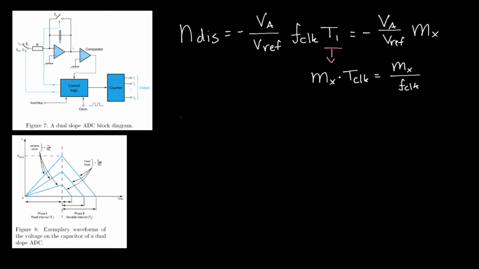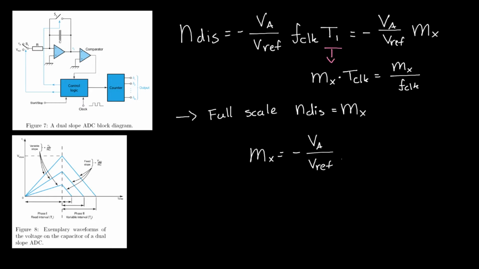And then we should note that to reach the full-scale output, the number of discharge clock cycles should be equal to the maximum number that we can count with this ADC. And that'll give us that mx is equal to negative VA over Vref times mx. We can divide both sides by mx, and that means that the input voltage for a full-scale output will be negative Vref. And if we substitute in that Vref is given as negative 2.56, to get the full-scale output we need to have an input voltage of 2.56 volts. So that would be the upper limit of our range.